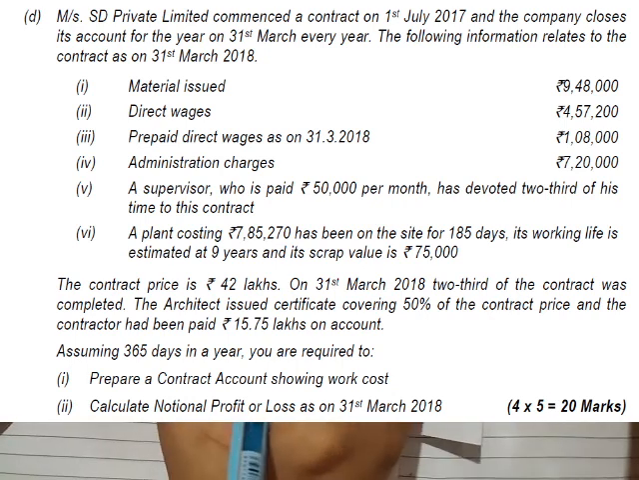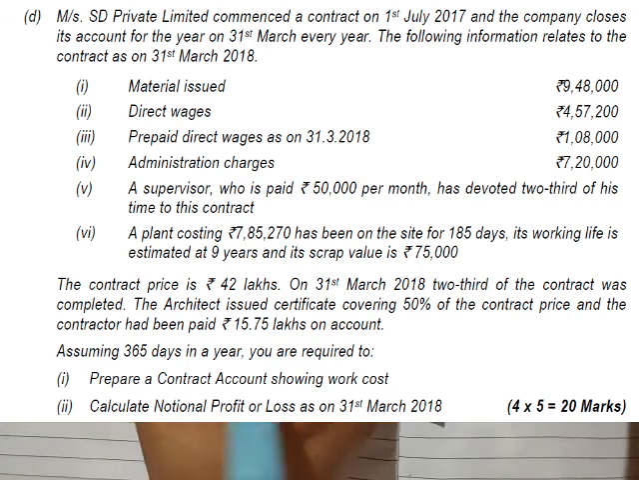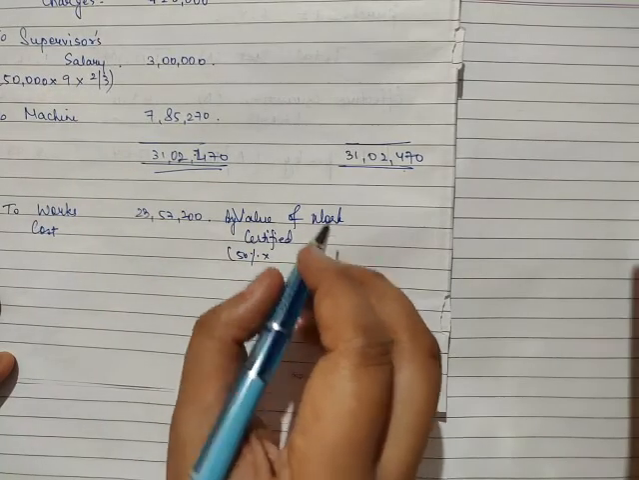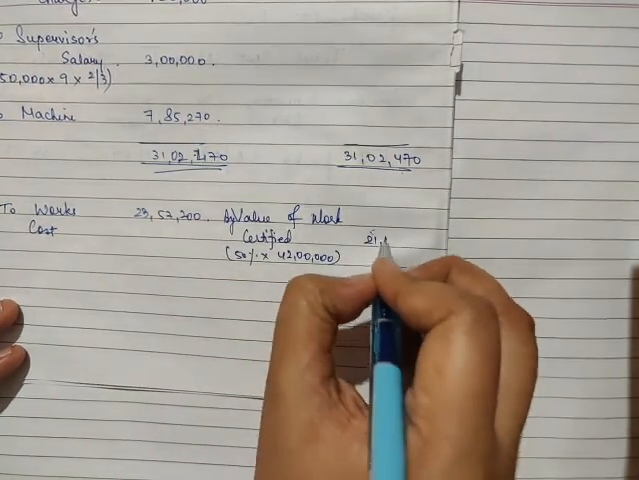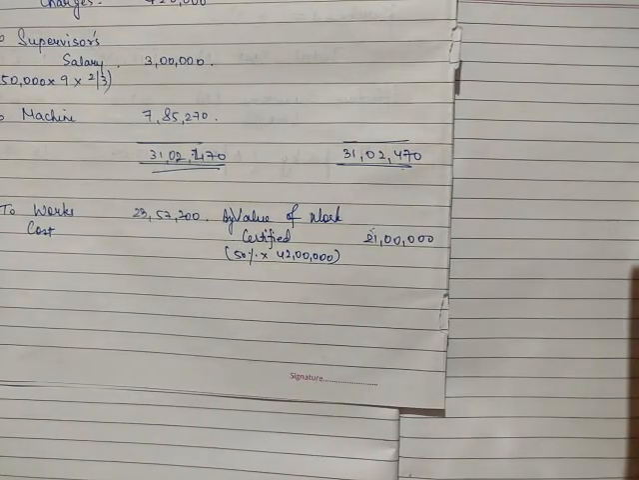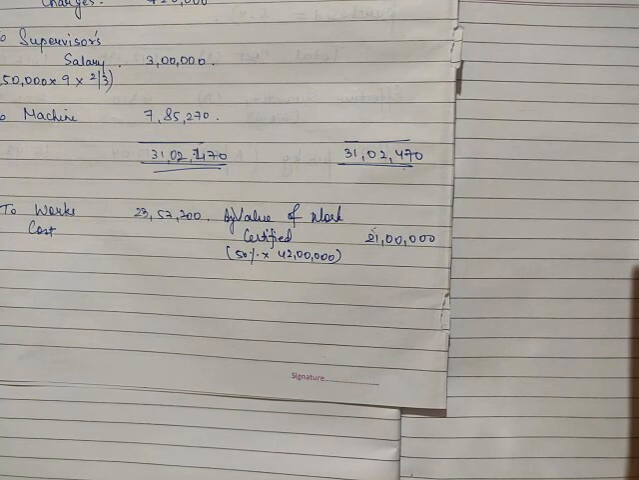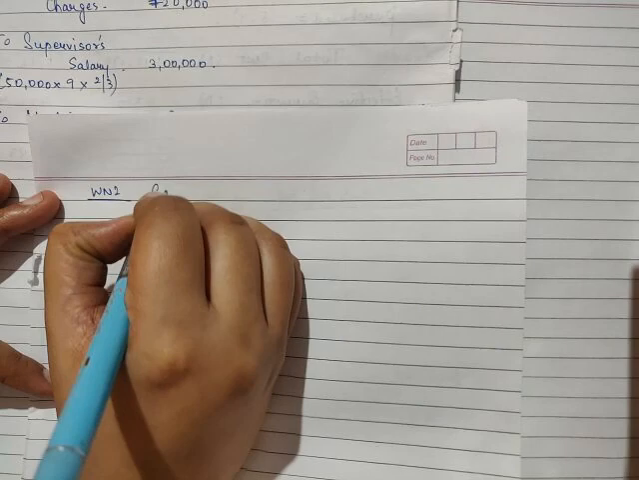So the value of work certified will be 50% of the contract price, which turns out to be 21 lakh rupees. So work certified is always calculated as a percentage of the contract price, whereas work uncertified is always valued at cost. We do not recognize the sales price for the portion that has not yet been certified. So we'll have to calculate the cost of work uncertified. So working note 2, cost of work uncertified.